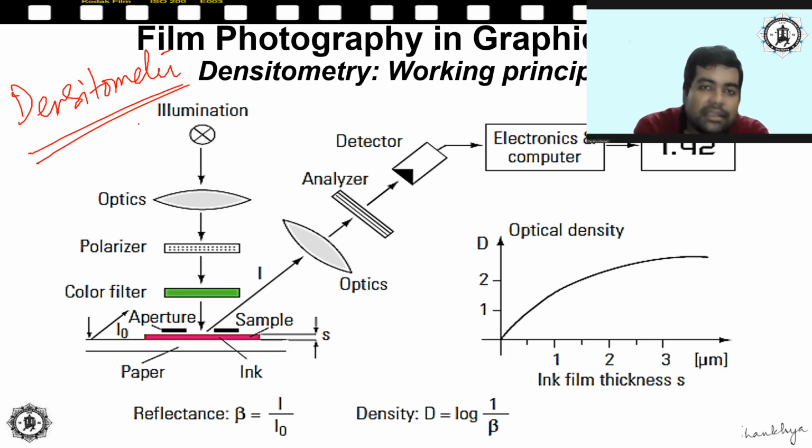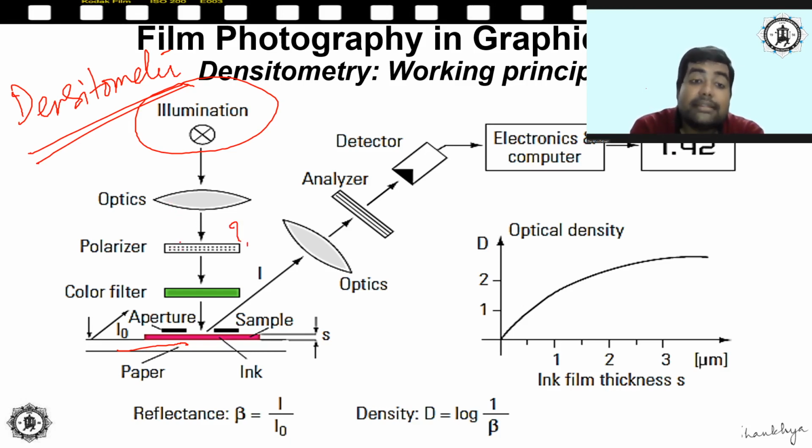So what is given here? There is a source of illumination which is making the light incident onto the printed substance. This is the paper surface and this is the ink surface which is printed using a magenta ink. The light is made incident on this. There is some optics here which is focusing the light, and there is some polarizer. I will explain what a polarizer is and what its function is here.